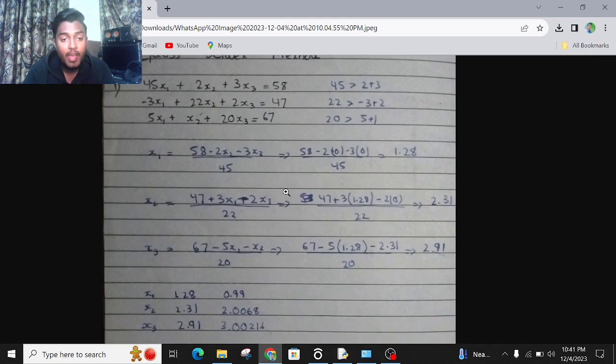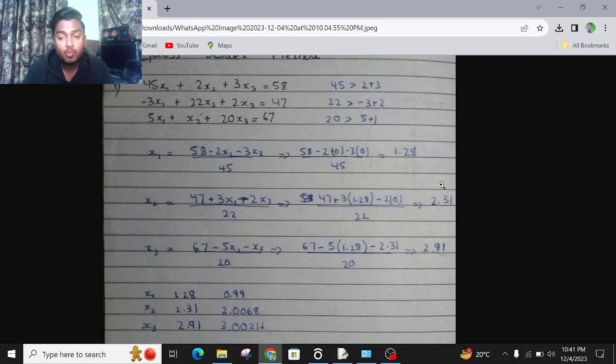Then to solve for x2, we transfer all the other values to the right hand side and keep x2 on the left hand side. We have done the same thing here, and we put x1 equals 1.28, which we determined earlier from the first equation, so we can take that in our solution. And we consider x3 equals 0. By solving this whole equation, we get x2 equals 2.31.